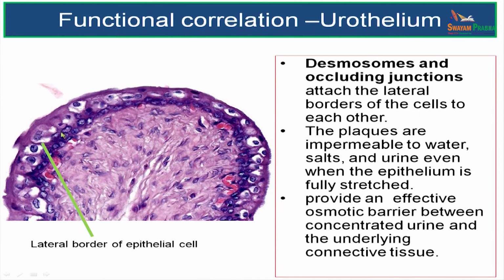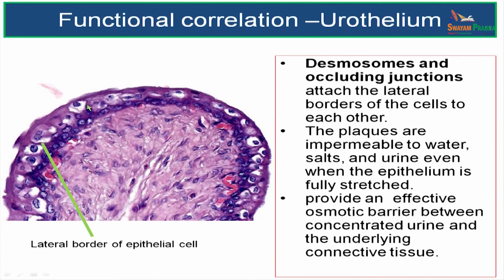Also, one more thing you must note: desmosomes and occluding junctions attach the lateral border of cells to one another. This is the lateral border of one cell, this is another cell, this is the lateral border of the cells. There are some cell junctions here which are called desmosomes and occluding junctions. This is also one characteristic feature of the cells of the transitional epithelium.